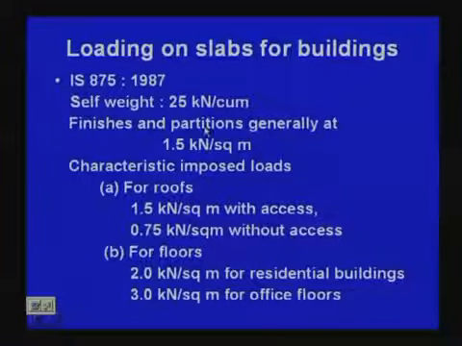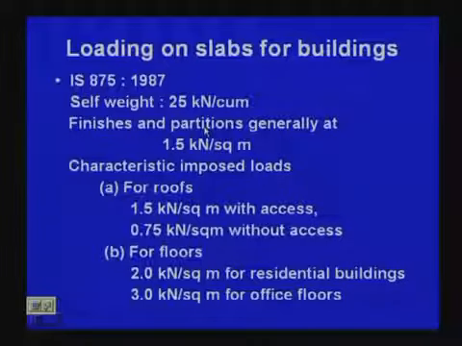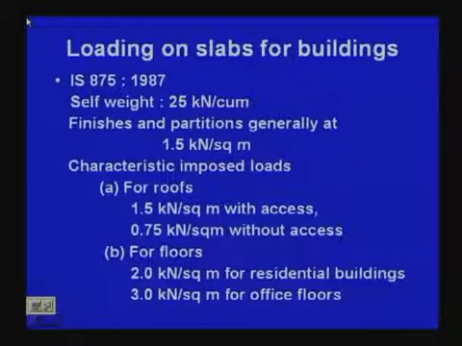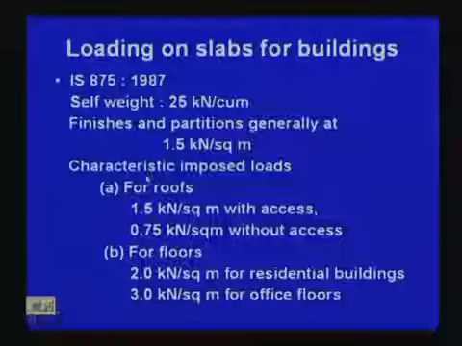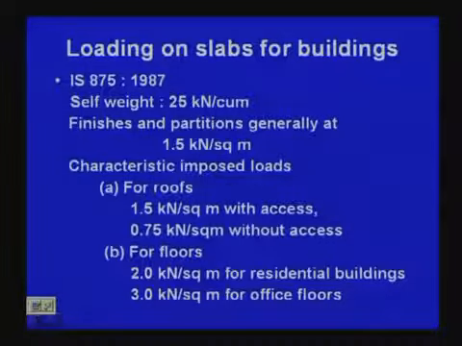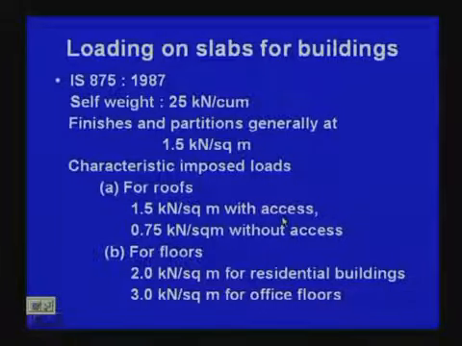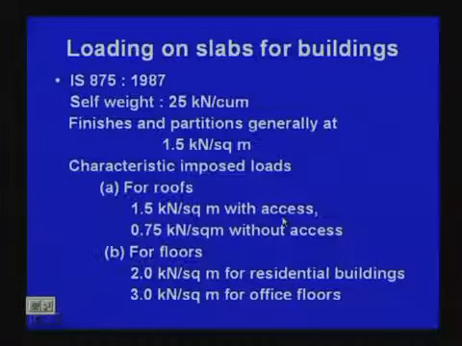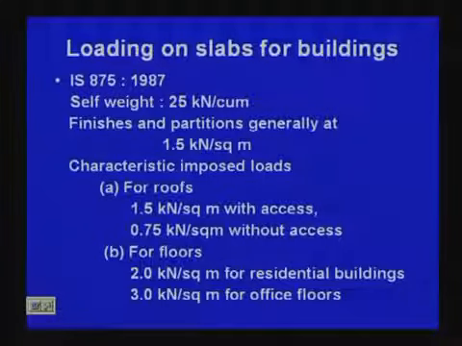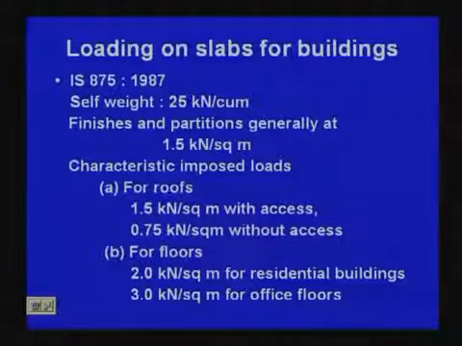For finish and partition, say a partition wall, maybe a 125 millimeter thick brick wall, you can place it anywhere, so we shall distribute that load, and that comes to 1.5 kilonewton per square meter. The other one, imposed loads for roofs, is 1.5 kilonewton per square meter with access. That means, if we have access to the roof, then we take 1.5 kilonewton per square meter. If it is not accessible, then you have to take 0.75 kilonewton per square meter.